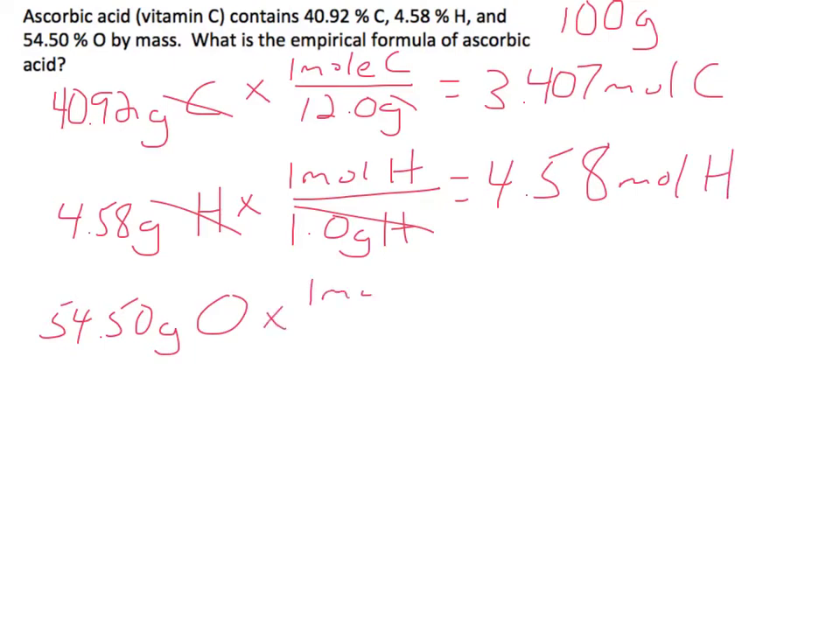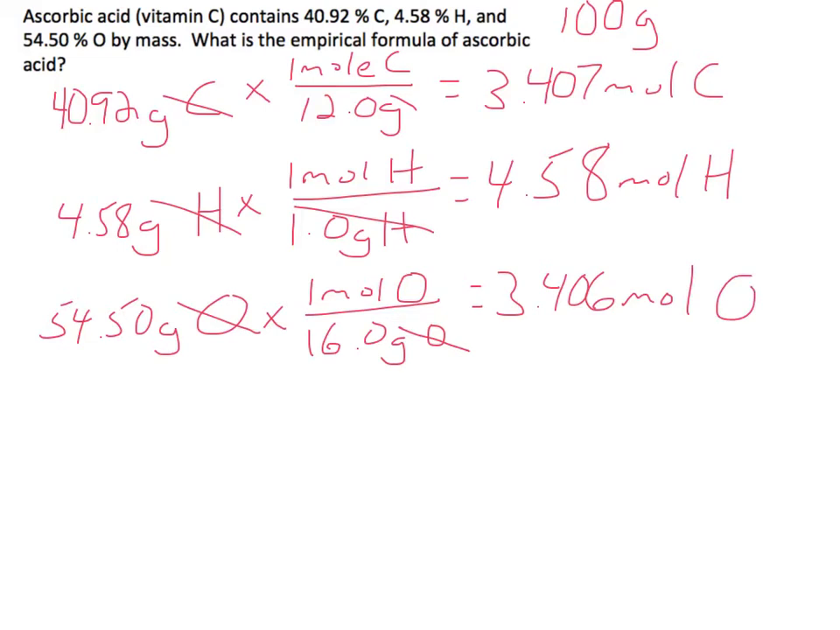Same thing for oxygen. We're converting 54.50 grams of oxygen to moles. Okay, and there's 16.0 grams of oxygen in 1 mole. Our grams of oxygen cancel, and so we end up getting 3.406 moles of oxygen. So at this point, the key is to just identify the smallest number that you can divide each of these by. Whichever one has the smallest number of moles, we'll divide by. So really, it's going to be this 3.406 moles of oxygen.